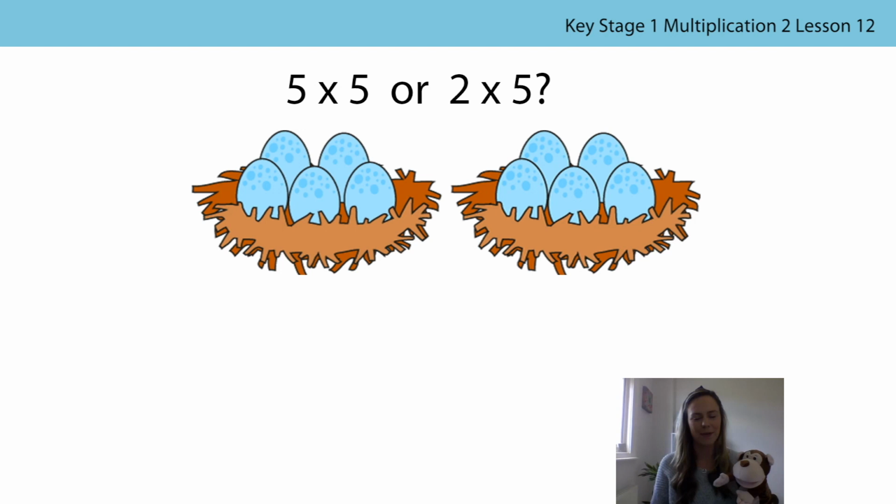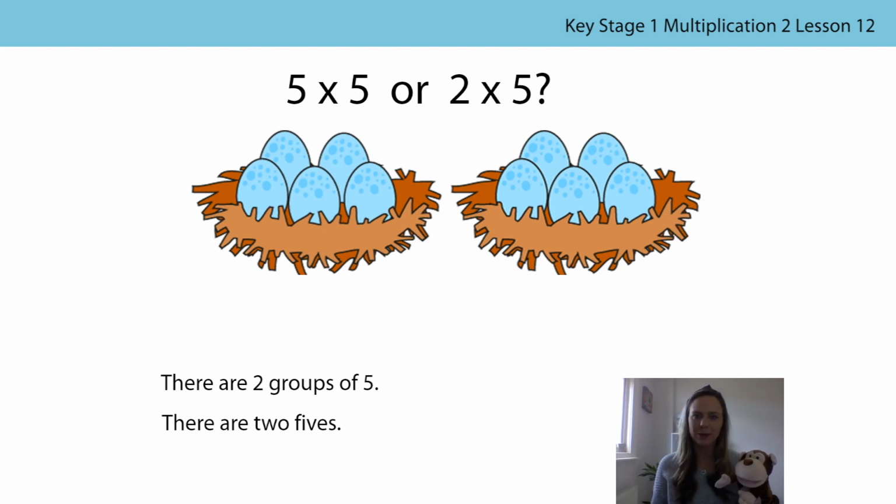Let's look together. Bongo and I think that we can see 2 nests. Do you agree with us? And there are 5 eggs in each nest. So we can say that there are 2 groups of 5. Or we can say there are 2 fives. So which multiplication expression represents 2 fives? We thought it was 2 times 5. Let's see if we're right. We're correct. Well done, Bongo.